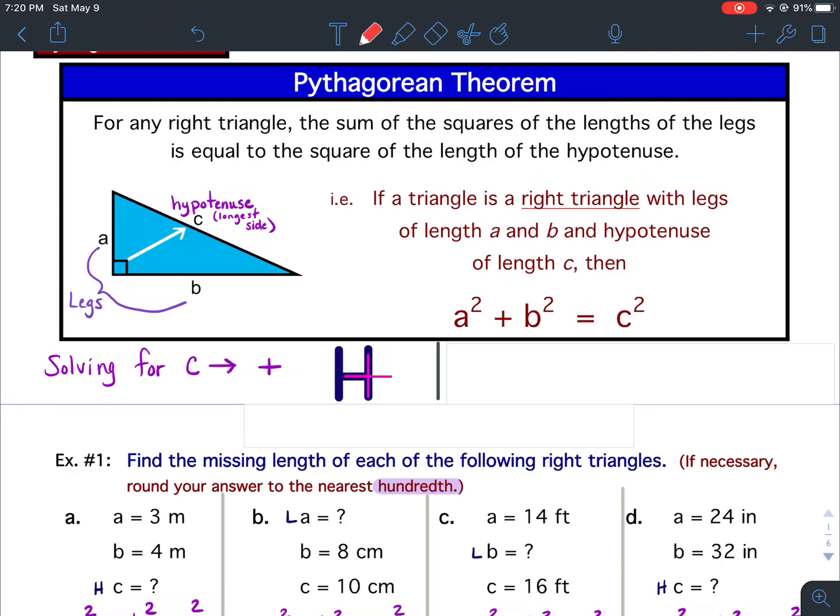If you're going to be solving for a leg, you will end up subtracting. So if you're solving for A or B, you will subtract. Notice the L and then the subtraction sign within the L. So right now, I would like you to pause the video and get all of that written down.